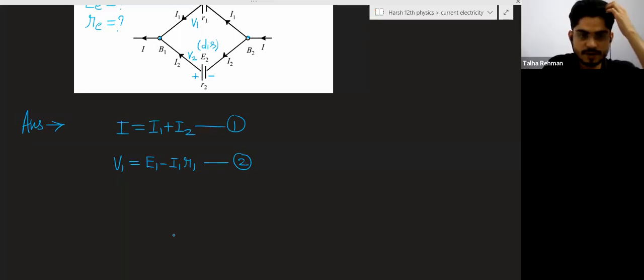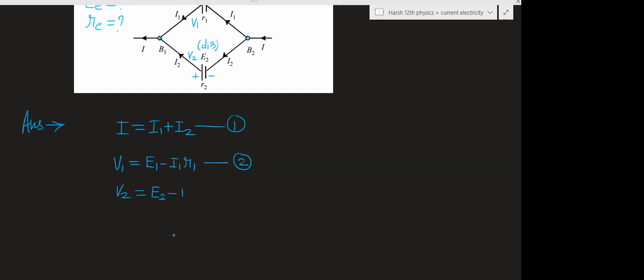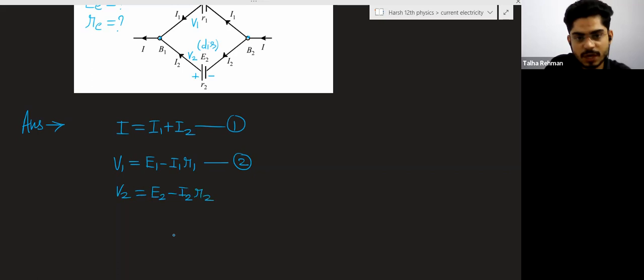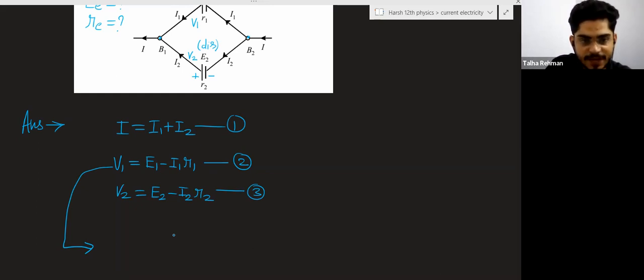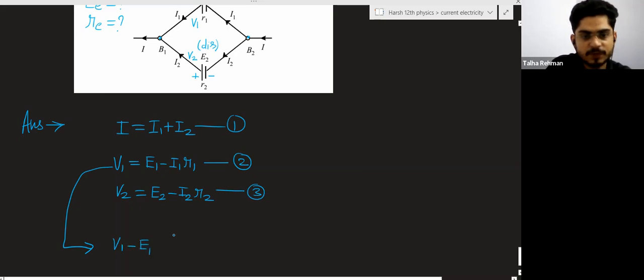This is equation 2. And for V2, you will write E2 minus I2 into R2. This is equation 3. Now what you will do from here, you will find this I1. You can find this I1 like V1 minus E1.